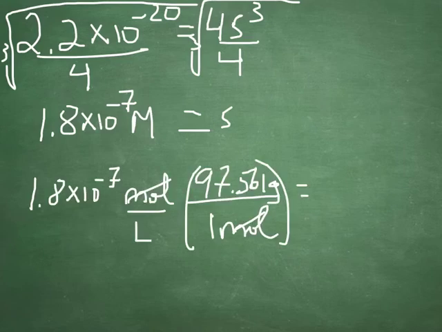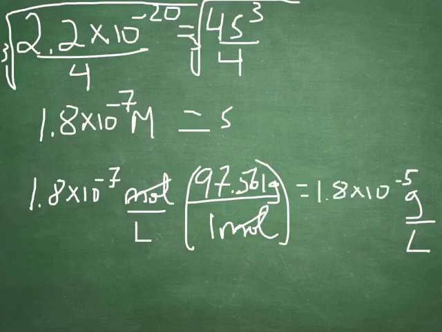So here I've written the equation. I've got my 1.8 times 10 to the negative 7. I've converted the molar into moles per liter. And now I'm multiplying that by the molar mass, which is grams per mole. Notice my moles cancel out. And I should be left with grams per liter. Go ahead and do that calculation, and you'll have your answer. And the final answer for this question is 1.8 times 10 to the negative 5.